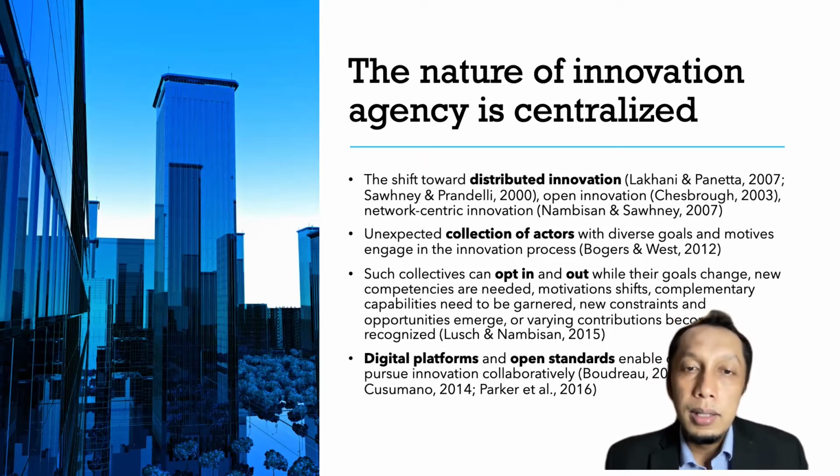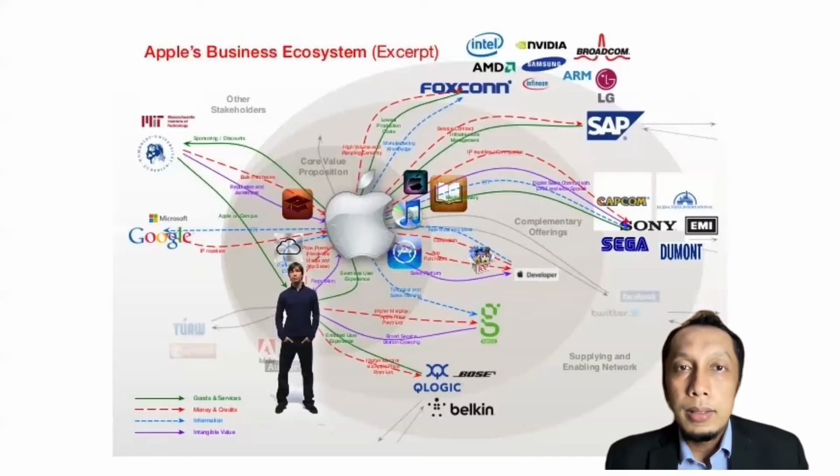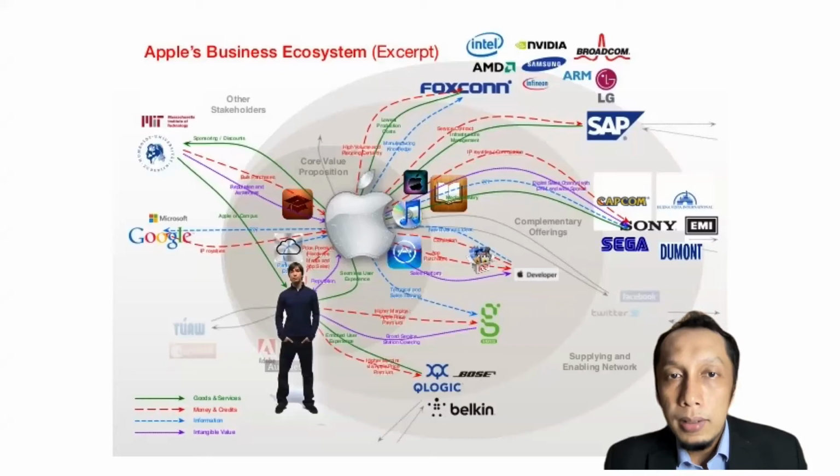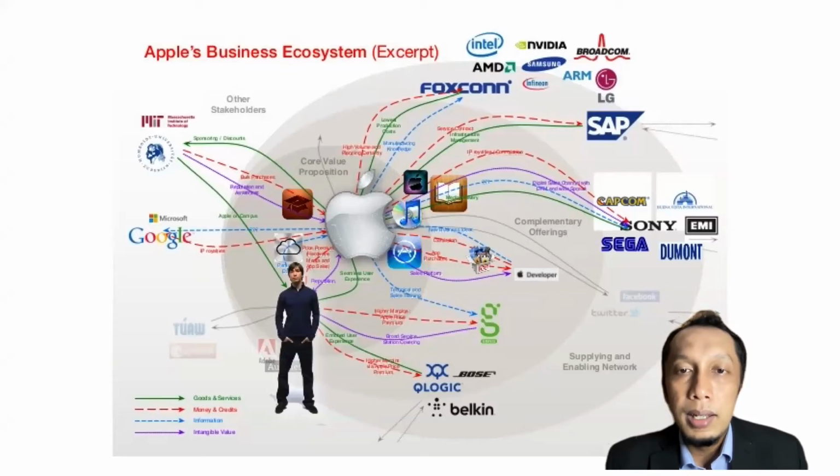The most important thing here is that digital platforms and open standards enable us to pursue innovation collaboratively. Let's take a look at this business ecosystem of Apple. If you look at this figure very carefully, you will see on the top right corner, there are many technology companies like Intel, AMD, NVIDIA, Samsung, ARM, and so on and so forth. But on the right-hand side, you will also see different companies like Sony, Sega, EMI, Capcom, Buena Vista, and so on and so forth.